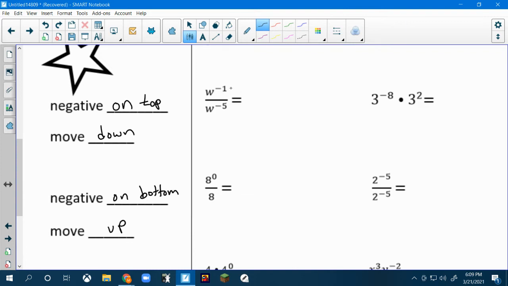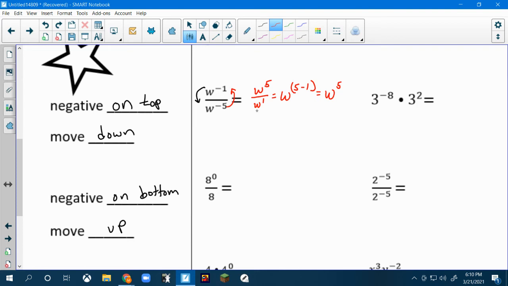Okay, so let's look at this one. W to the negative first over W to the negative fifth. All I want to do is change where they are to make them positive. I want to write them in positive exponents. So I'm going to flip the W to the negative 1 to the bottom, and I'm going to put the W to the negative fifth on top. So what I end up with is W to the fifth over W to the first. And using our quotient rule, we can subtract those exponents, and we're going to get W to the fourth. Okay, that makes both those positive.